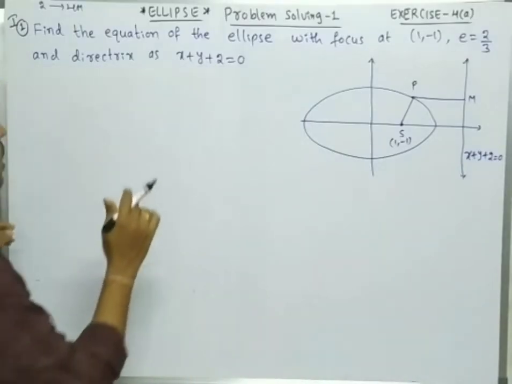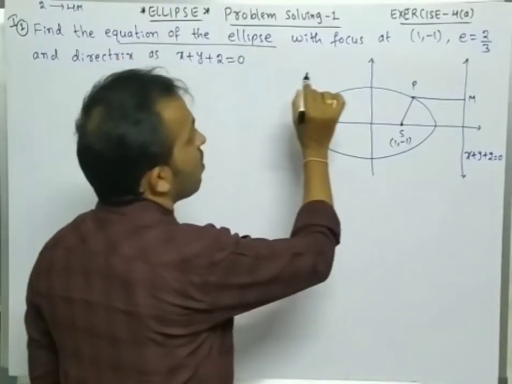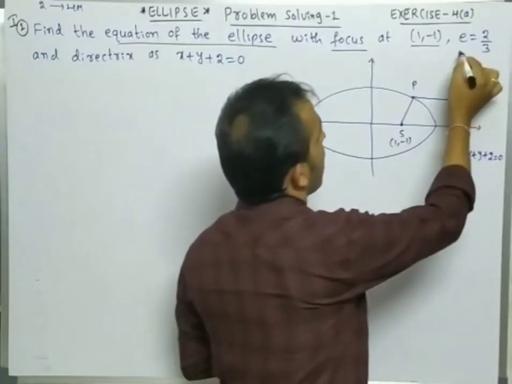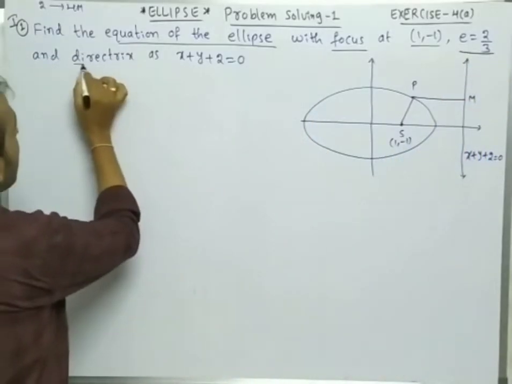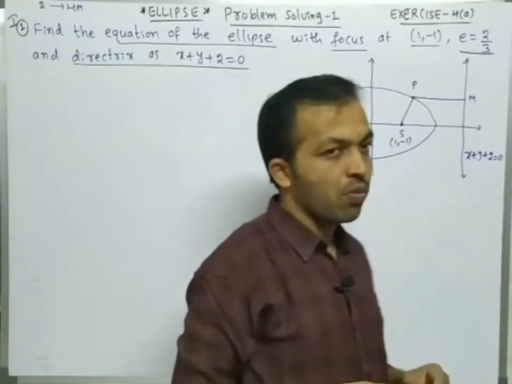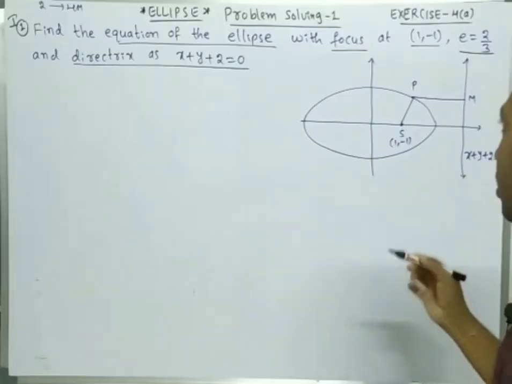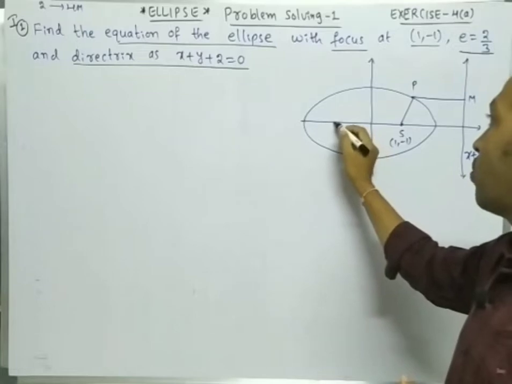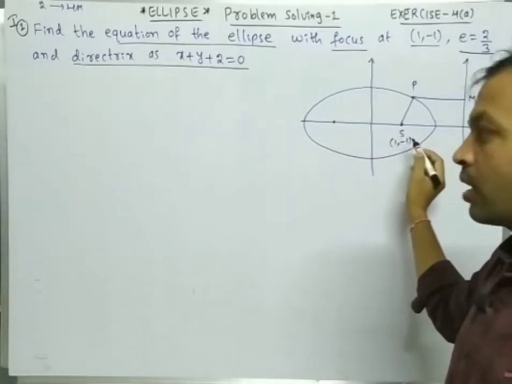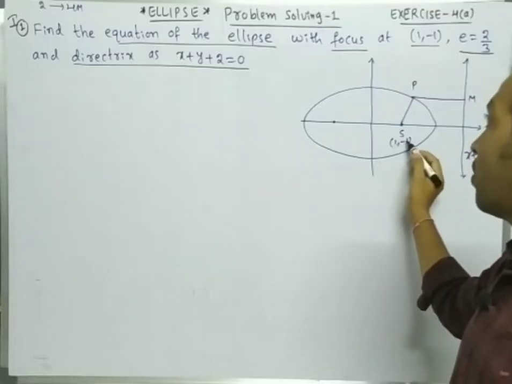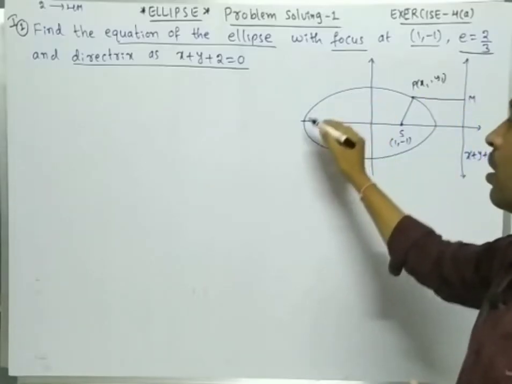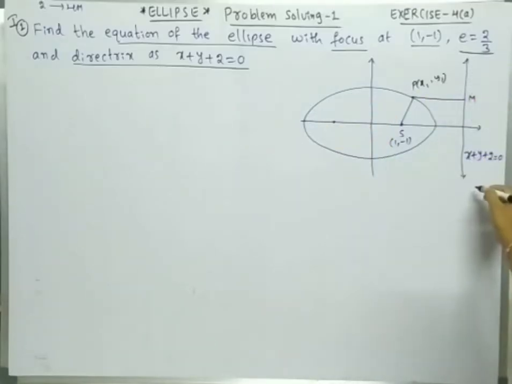So the first problem: find the equation of the ellipse with the focus given. The focus is at (1, -1), the eccentricity is 2/3, and the equation of the directrix is x + y + 2 = 0. I am assuming that this is an ellipse, and our ellipse has two foci, S and S'. One of the foci is (1, -1). Let P(x1, y1) be a point on the ellipse, and this is the equation of the directrix, x + y + 2 = 0.